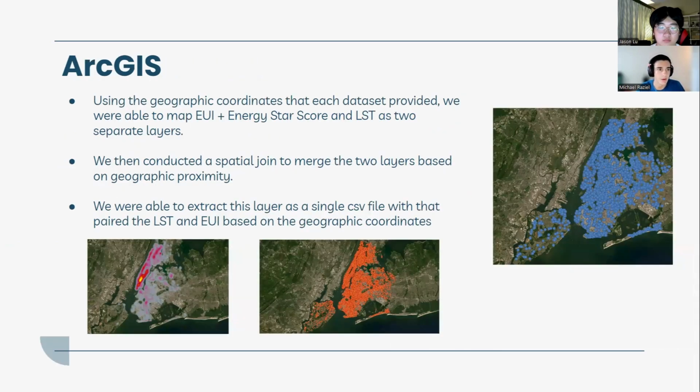After we had the data, we loaded it into ArcGIS. Using the geographic coordinates that each dataset provided, we were able to map the EUI plus Energy Star score and the LST as two distinct layers. We then conducted a spatial join in ArcGIS to merge the two layers based on geographic proximity. The two graphs below show the LST and EUI, and the graph to the right shows the combined layer. We were able to extract this layer as a single CSV file with the paired LST and EUI based on the geographic coordinates.